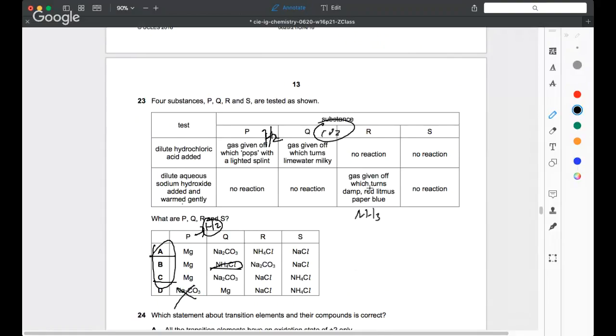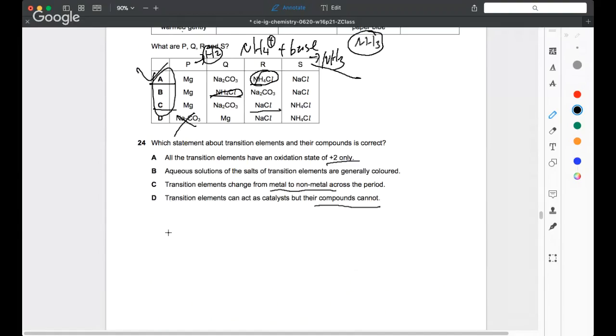R, gas given off which turns red litmus paper blue, so we know it's a basic gas, which is likely to be ammonia. So this cannot give you ammonia. Here, this can give you ammonia because the ammonium ion reacts with base to give you ammonia gas. So A is the right answer.